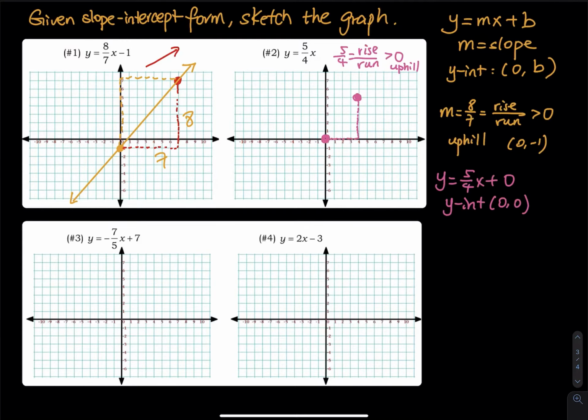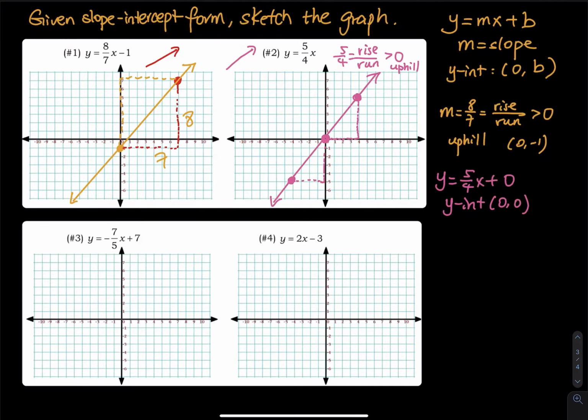Because it's uphill, so what is uphill? Uphill looks like this. So that's why I have to go up. Or another way to go is you go 5 units down, and then you go 4 units left. So that gives me another reference point. And then all you have to do is draw a straight line, use a ruler, connect them, extend the line, then that is the graph of that linear equation.